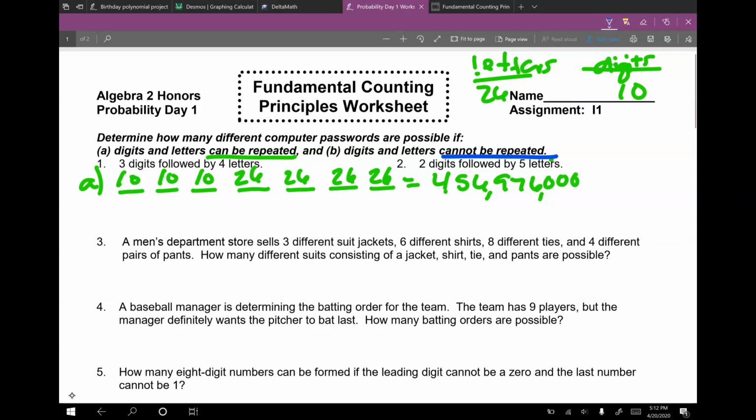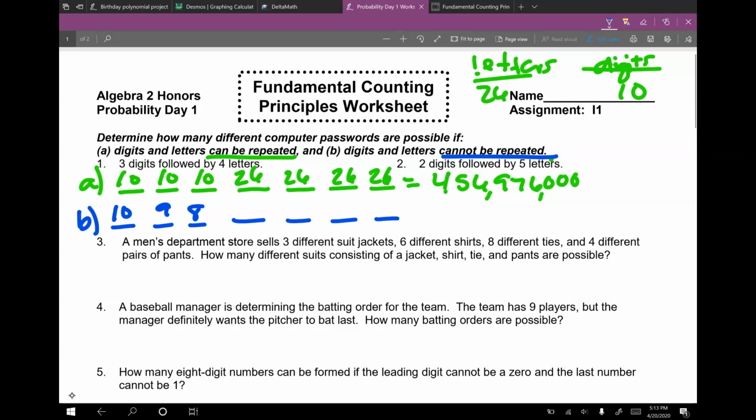Now, the next part B says that they cannot be repeated. So you have to use fundamental counting principle when it can be repeated, but you don't have to when it cannot be repeated. You can do a permutation or a combination. But since we haven't learned that yet, fundamental counting principle, okay? So again, I have 7 blanks. Now, when you cannot repeat, you use one and lose one. So I use a number here, I lose 1 to 9, and then I lose another 1 to 8.